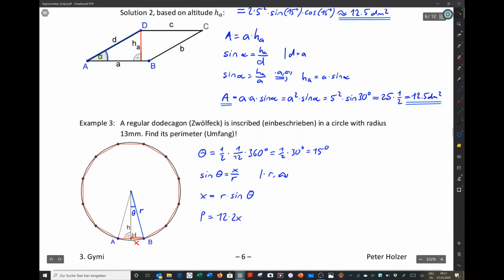Now that we know x, we know that this length of the triangle side is 2x. There are 12 such triangles, so the perimeter is 12 times 2x. So we get 24 times r times sine of theta. Inserting the values, we get 24 times 13 times sine of 15 degrees, and this is approximately 80.8 millimeters.